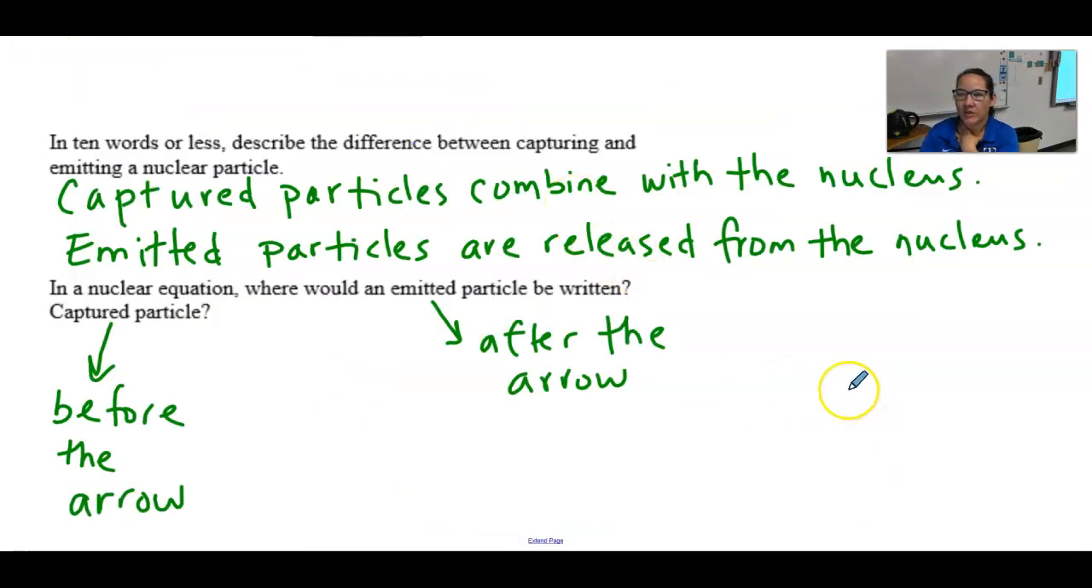Okay, here are the answers to the last two questions. In 10 words or less, describe the difference between capturing and emitting a nuclear particle. Captured particles combine with the nucleus. Emitted particles are released from the nucleus.